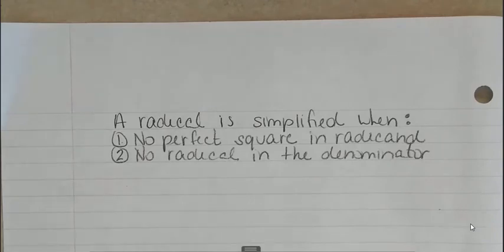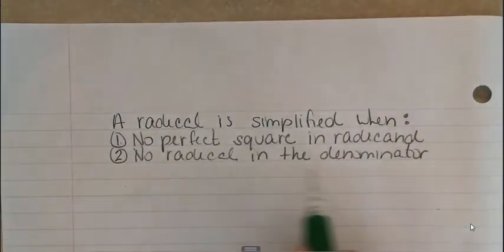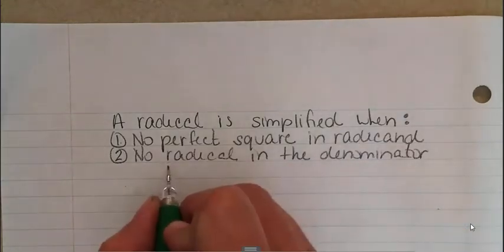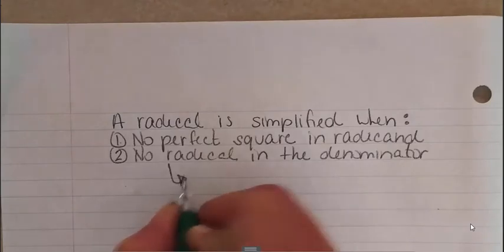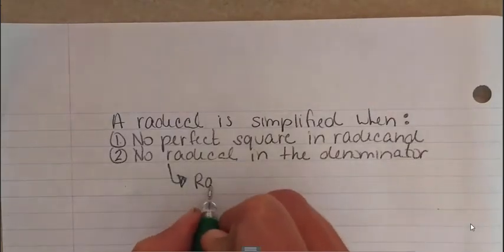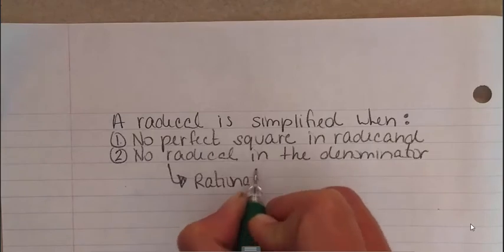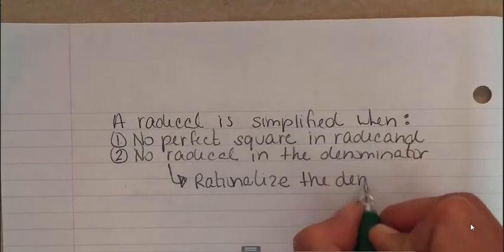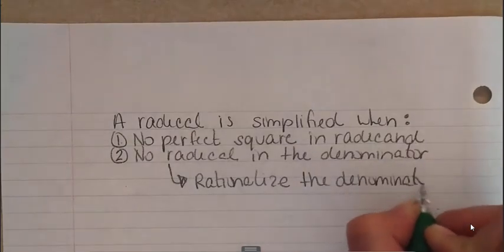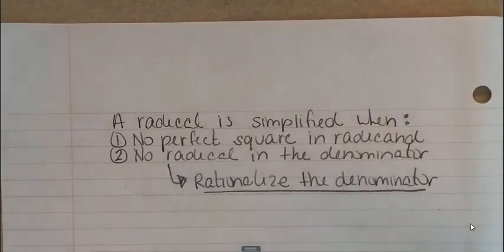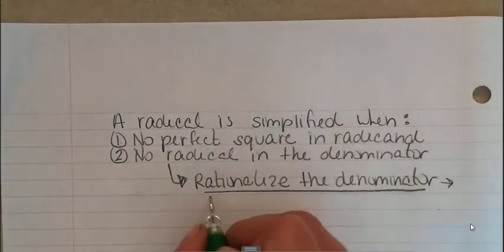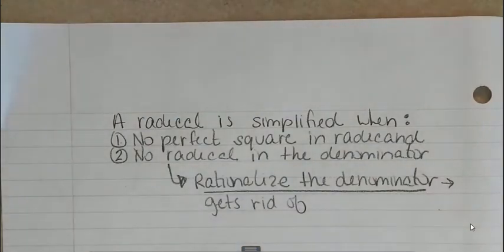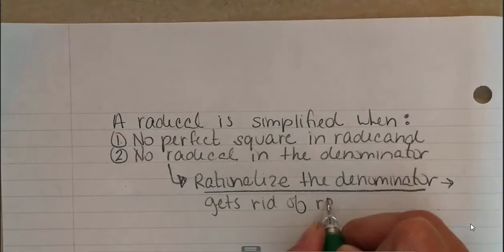Sometimes we end up with a radical in the denominator, and we want to get rid of that radical in the denominator. In order to do that, you can rationalize the denominator. This is important, and what this does is it gets rid of the radical in the denominator.